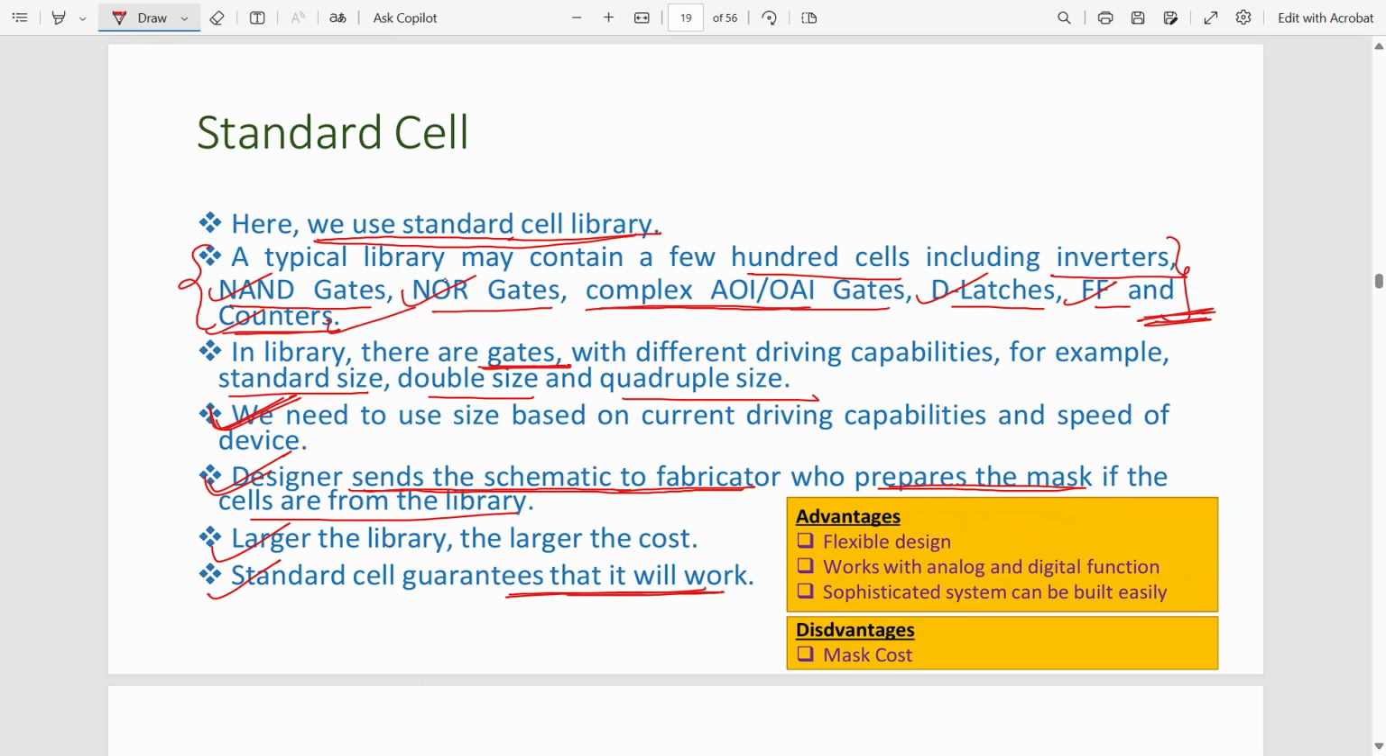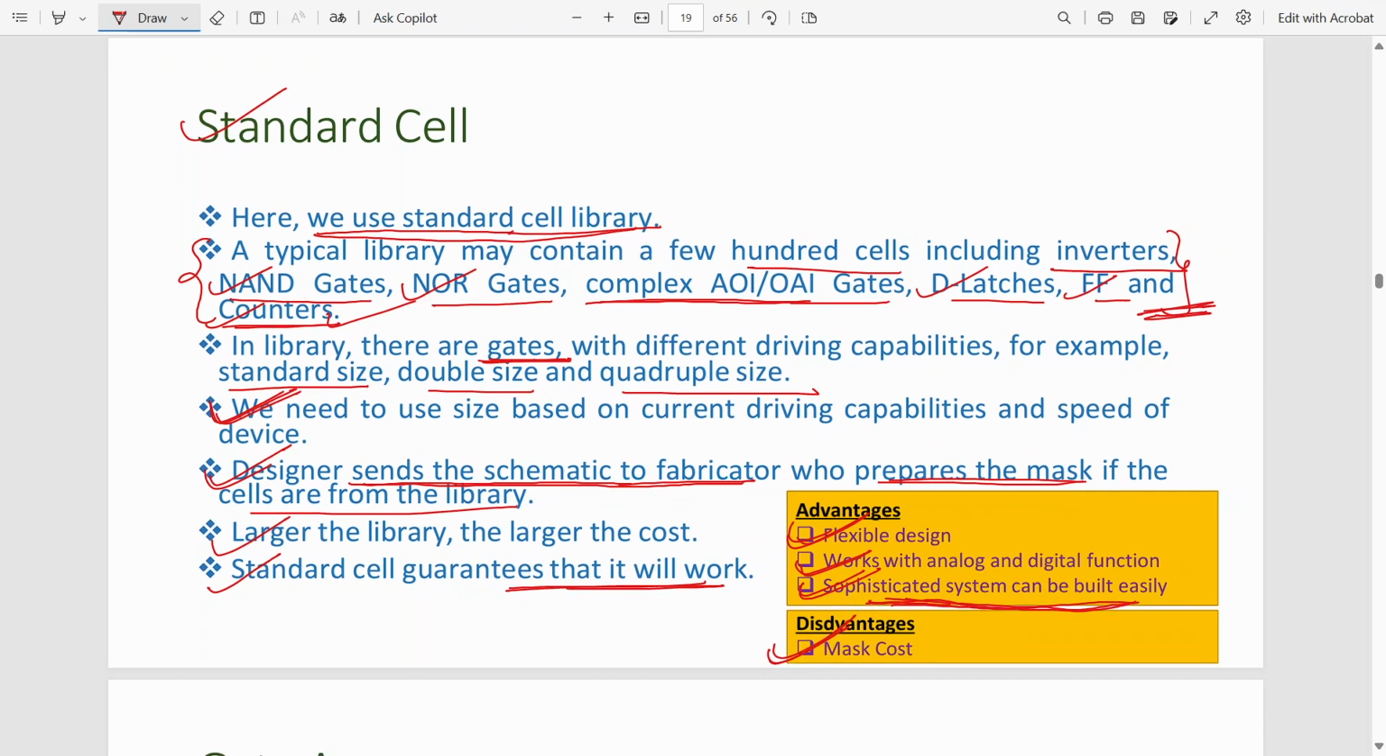Okay, so what are the advantages of standard cell? Flexible design. There is flexibility to design. We can work with both analog and digital functions, and sophisticated systems. Whatever complex systems are there, we can build them easily. Why? Because we already have predefined standard cells available. So whatever complex SoC, system on chip, we can design easily. Disadvantage: mask cost is more. Okay, this is about the standard cell.